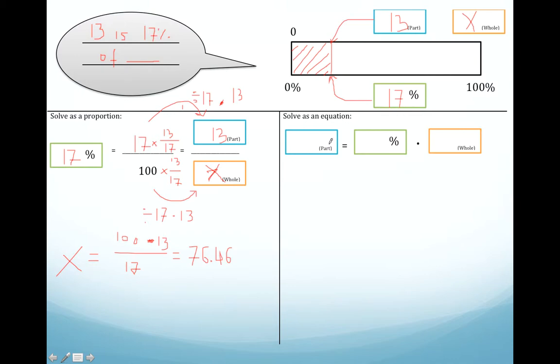Okay, as an equation, part, do I know the part? 13 is 17% of what? Okay, we can rewrite this as 13 equals 0.17 x. To solve this as an equation, I will divide both sides by 0.17 in order to isolate x.